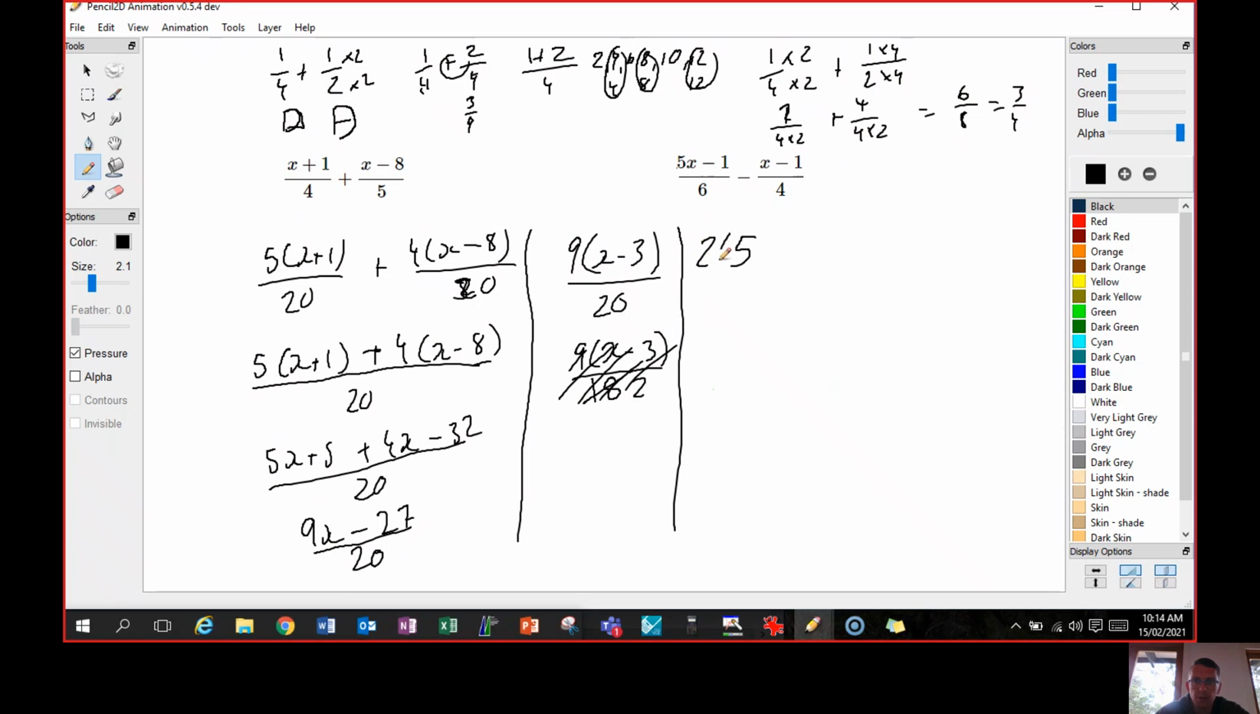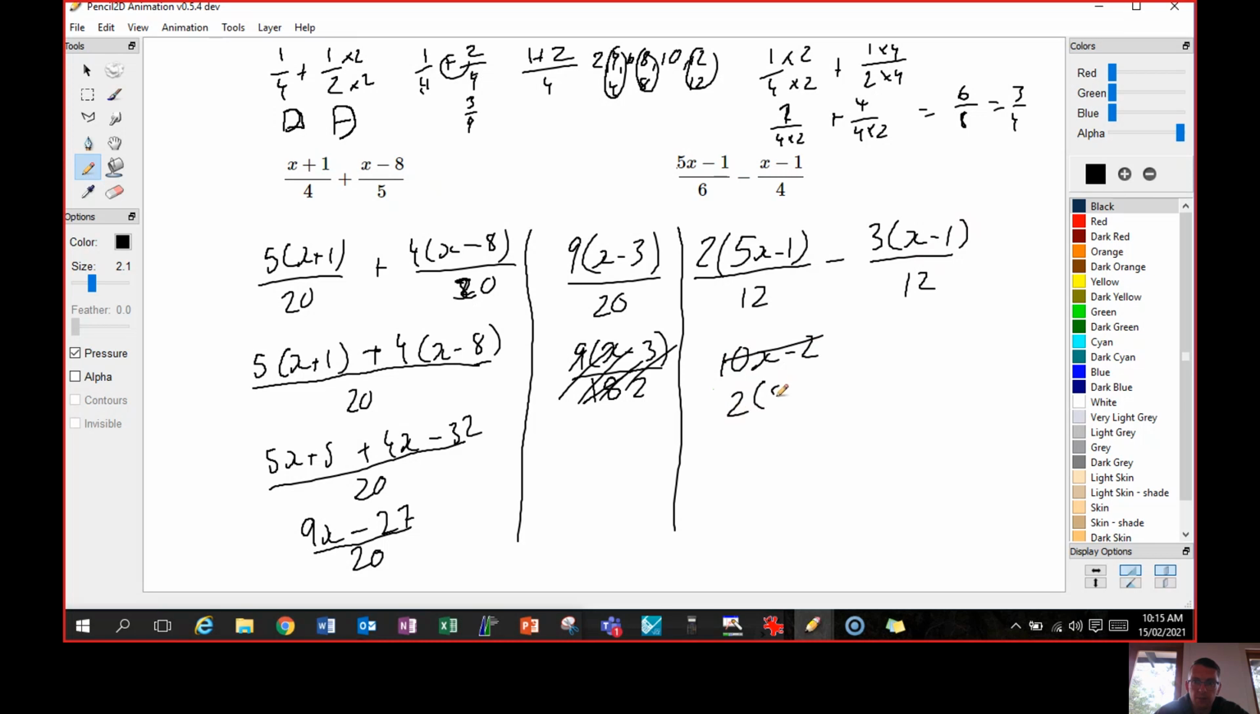So I'm going to times everything by 2 on here. So it's going to be 5x minus 1 on 12, minus 3 lots of x minus 1 on 12. So that's going to give me 10x minus 2. Now don't forget, oops, I'm expanding. I don't want to do that.